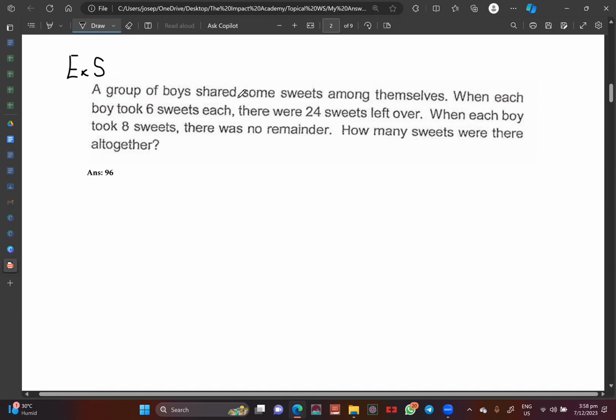Is that okay? All right, now, a group of boys share some sweets among themselves. Anything to write for this sentence? No, nothing at all, right? Nothing to write at all. So what you want to do is you want to move on to the next part.